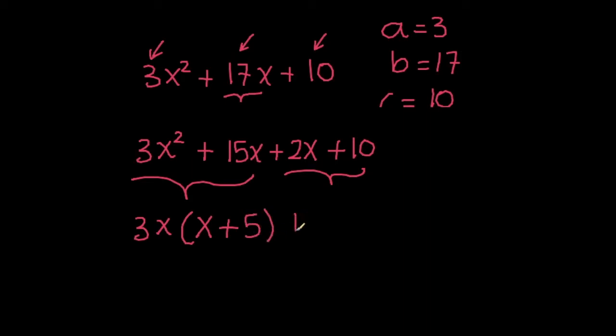Okay, and then we have plus. And here we could pull out a 2. Okay, after we pull out the 2, what remains is x plus, and 2 times what gives me 10? Just 5. Okay, so notice now we have two terms. One term is 3x times the quantity x plus 5. That's our first term. And our second term is 2 times the quantity x plus 5. And notice they both have x plus 5 in them. So we could pull out the x plus 5.